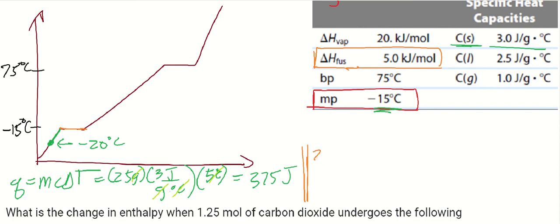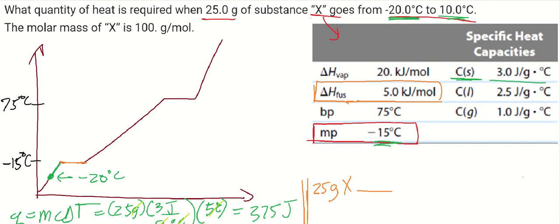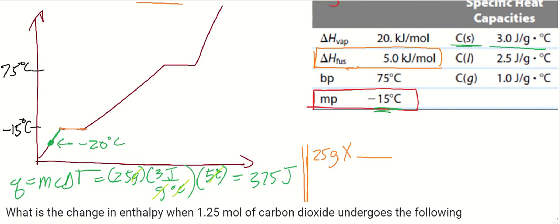All right, so we're given 25 grams of substance X, and the molar mass is given to us. Molar mass is 100 grams per mole. So we need to get moles because the heat of fusion is in moles. Now, if it was in grams, we wouldn't have to do this. So 100 grams per mole. Grams of X cancels out, and now we're left with moles.